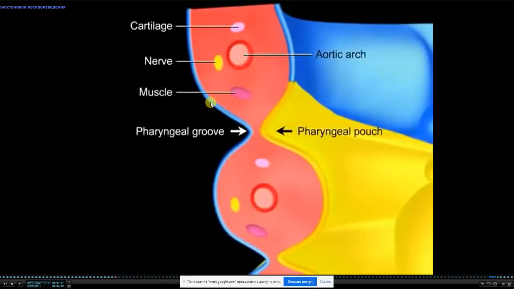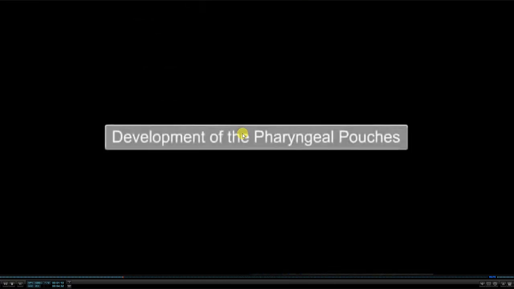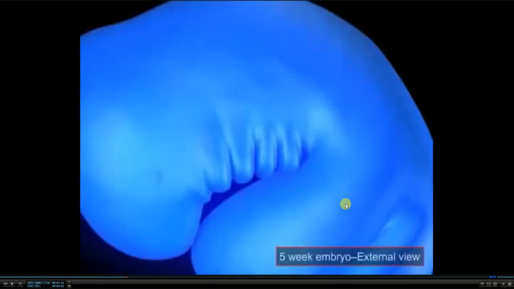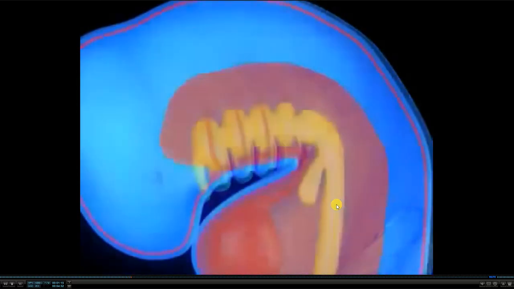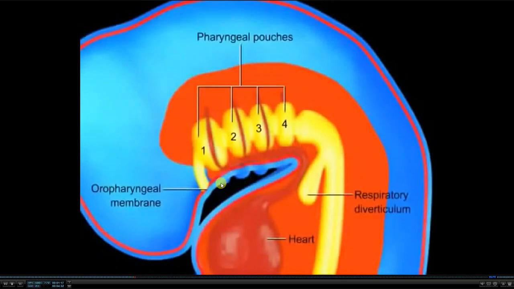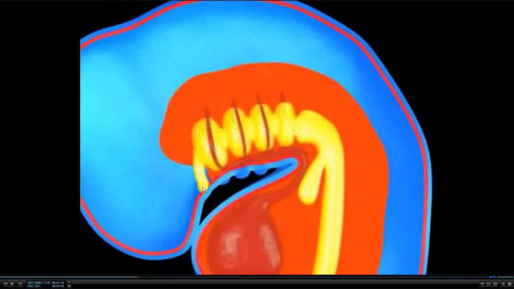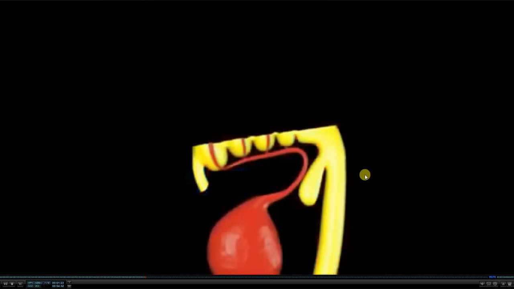As I said before, this mesodermal part is composed of cartilage, nerve, and muscles, and of course the aortic arch, a mesodermal structure which forms the blood vessel. Between the pharyngeal groove and pharyngeal pouch, we have a very thin layer of mesoderm. And this is the oropharyngeal membrane, which is going to be ruptured and then form the oral cavity.